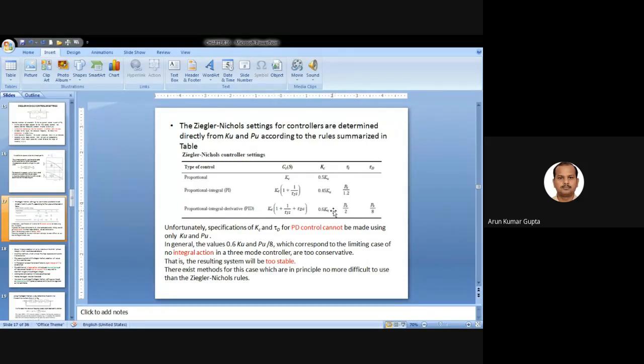Here I also want to mention that for the tau I and tau d in the case of PID, this is Pu upon 2 and this is Pu upon 8. So you can say that tau I is equal to 4 times tau d. These are some estimations. This is basically a rough estimation of the parameters, or you can say the starting values you can choose and try for the controller.